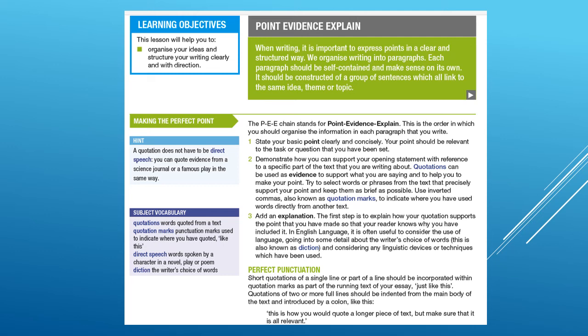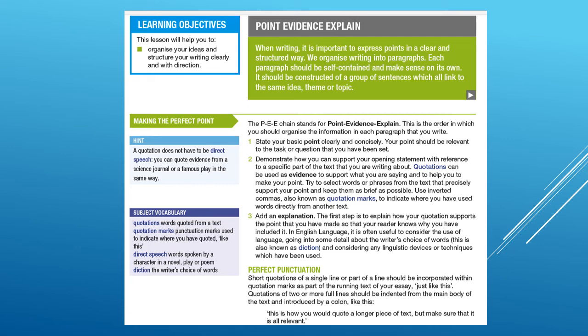Demonstrate how you can support your opening statement with reference to a specific part of the text that you are writing about. That means evidence. You have to show what you are writing related to. Quotations can be used as evidence to support what you are saying. That is where you need to scan, to help you to make your point.